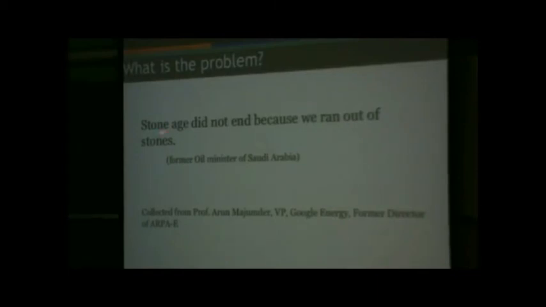What is the problem that we should look at as a device physics community? And so I stole this quote from Arun. The quote goes like, the Stone Age did not end because we ran out of stones. So the point is that the Stone Age ended because we found new solutions to similar problems.